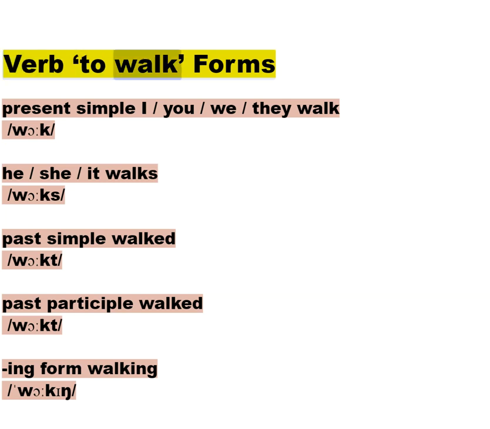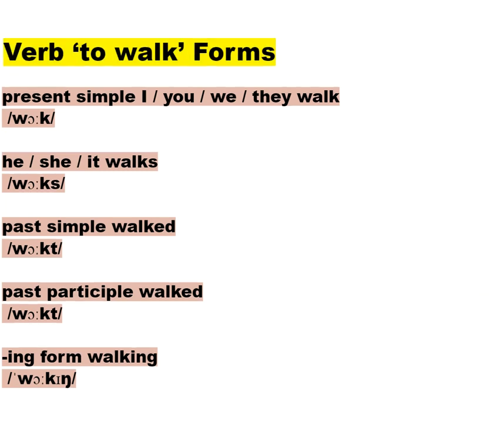Verb to walk forms. Present simple: I, you, we, they walk. He, she, it walks. Past simple: walked. Past participle: walked. Ing form: walking.